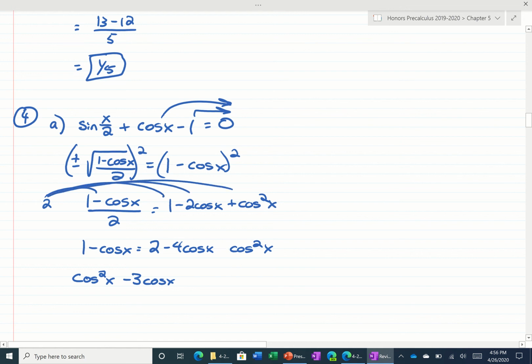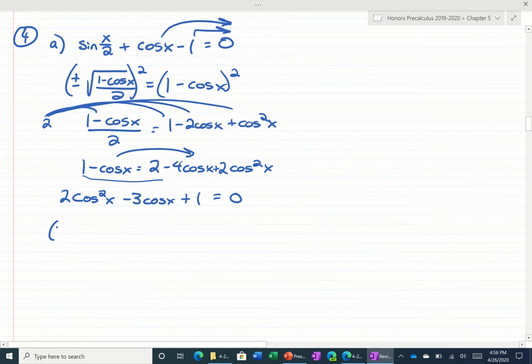This would actually be 2 cosine squared. That's why I was going rocking and rolling a little too quickly here. 2 cosine squared of x. Bring the plus cosine of x over. That would turn into negative 3. Bring the 1 over. This would just turn into 1. So now let's go ahead and finish it. This would factor into 2 cosine of x, cosine of x, 1 and 1. If this is negative and this is negative, this would be negative 1 cosine and negative 2 cosine, so that's factored correctly.